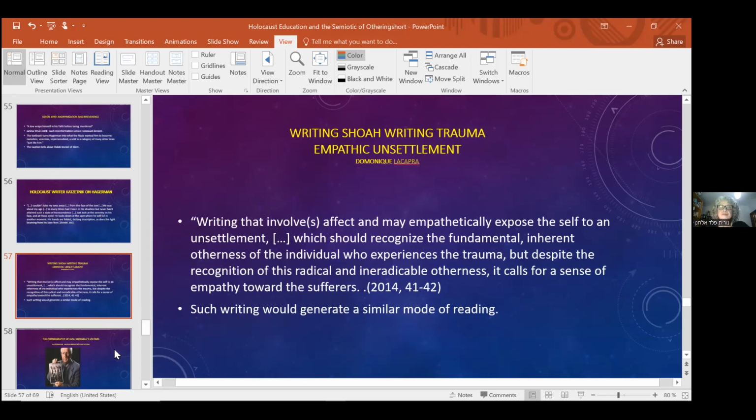Dominic LaCapra suggests writing that involves affect and may empathetically expose the self to an unsettlement. And this is possible for schoolbook writers if they want, which should recognize the fundamental inherent otherness of the individual who experiences the trauma. But despite the recognition of this radical and ineradicable otherness, it calls for a sense of empathy towards the sufferers. And of course, such writing would generate a similar mode of reading. The schoolbook writing that we saw until now does not generate any empathy.